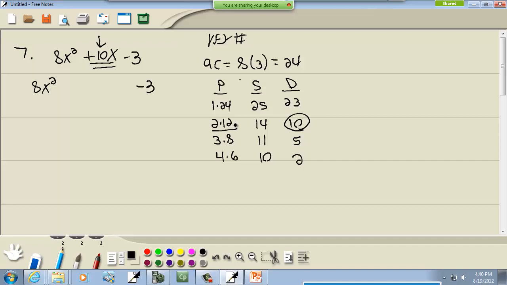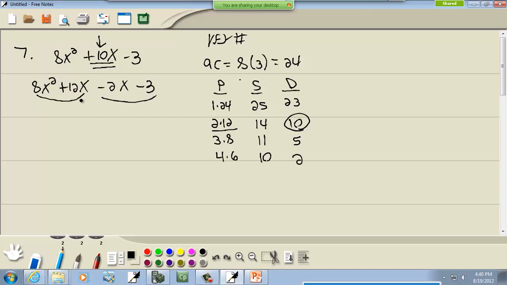Our note on the sign still holds true. So our larger number in the P column, which is 12, will always be the same sign as the middle term, which is positive. So I get plus 12x. Now, the numbers I circled are in the difference column, D for different signs. So if the 12 is positive, then the 2 has to be negative.